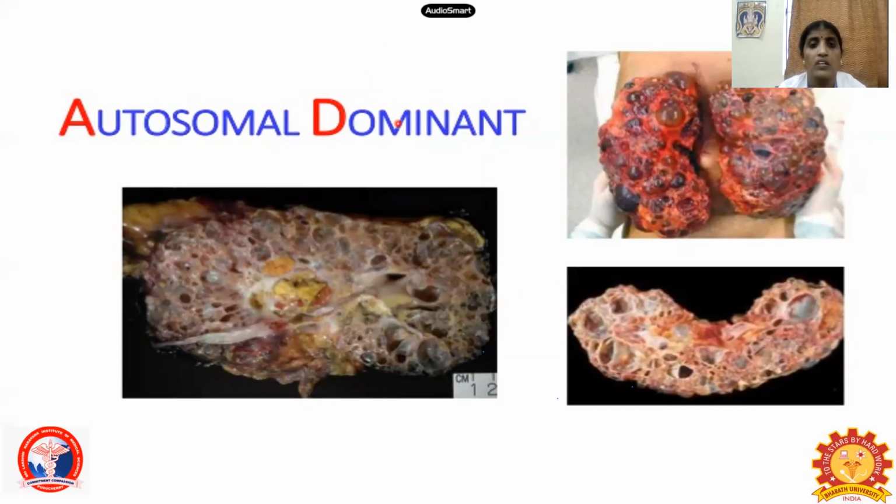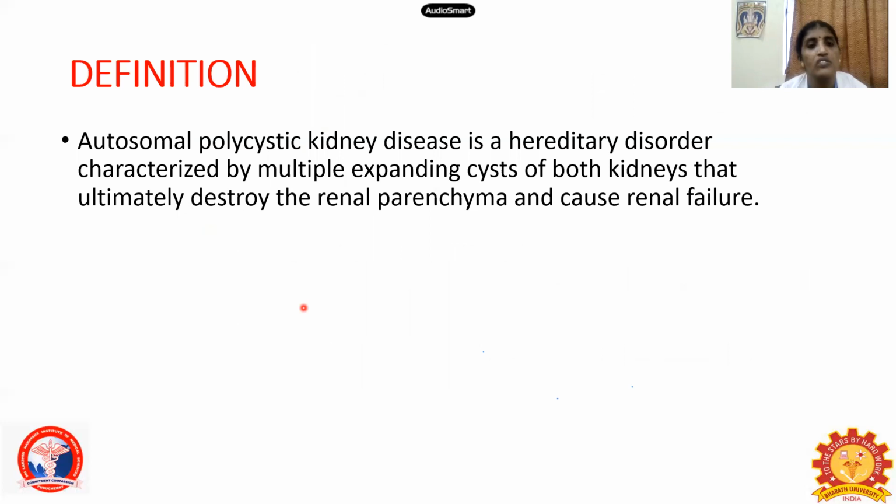So to start with, as I already told, autosomal dominant, A and D. It is also called adult polycystic kidney disease. As you see here, the kidneys are enlarged and cysts are present both on the outer and cut surface. So by definition, autosomal polycystic kidney disease is a hereditary disorder characterized by multiple expanding cysts of both the kidneys that ultimately destroy the renal parenchyma and cause renal failure.